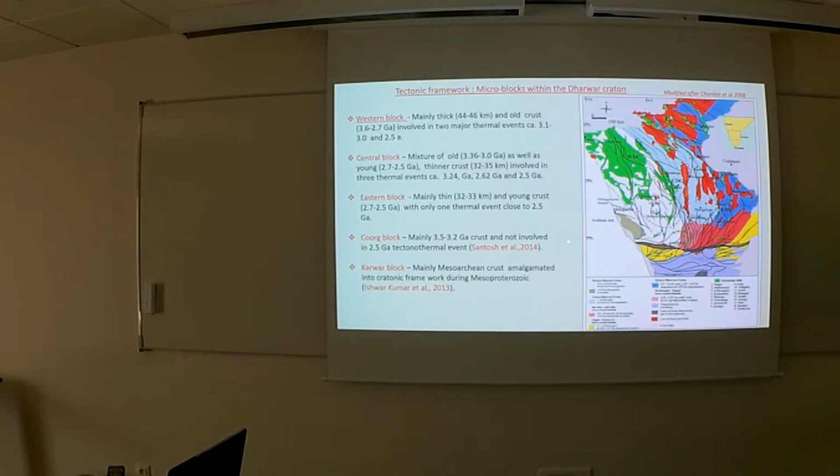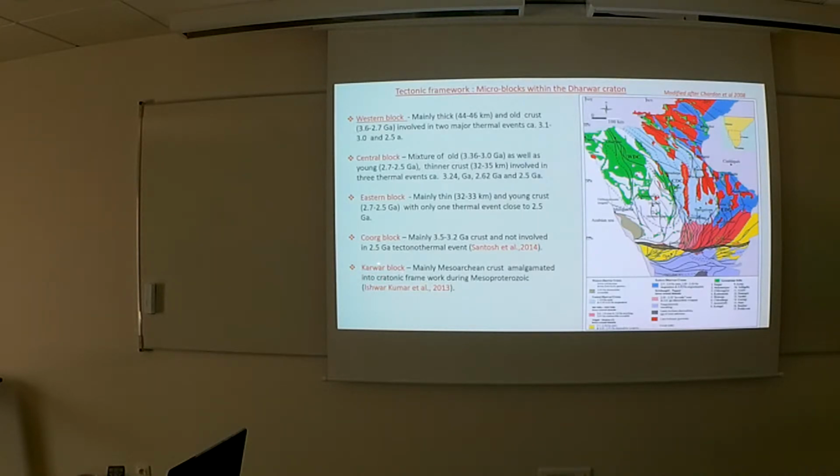Then more recently, this is the Coorg block. This has been identified as an independent crustal block with independent history, because people argue that here there is no 2500 million year thermal event. That means at 2500 million years, they say this is an exotic block. They say that during the Mesoproterozoic this was assembled with the Dharwar craton.